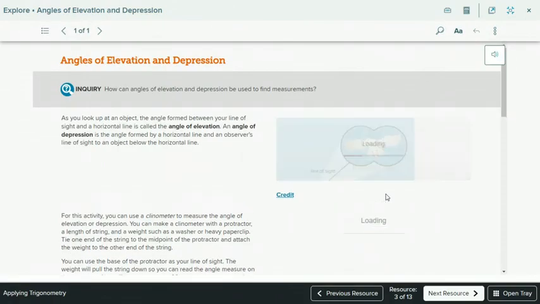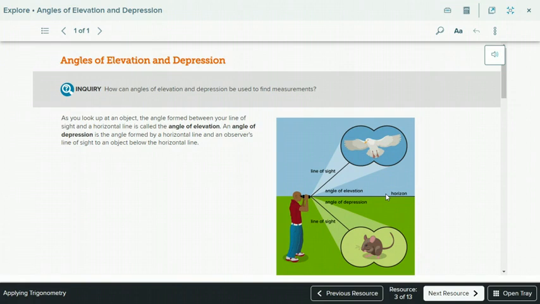All right, so the main part of this is going to be angles of elevation and depression. As you look up at an object, the angle formed between your line of sight and a horizontal line is called the angle of elevation. And an angle of depression is the angle formed by a horizontal line and an observer's line of sight to an object below the horizontal line.